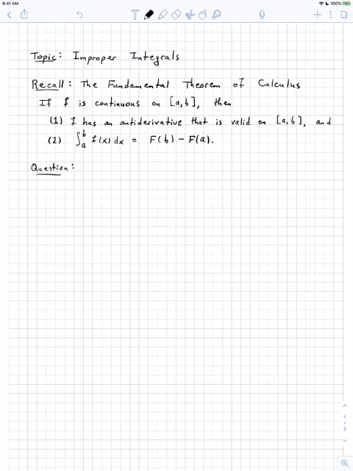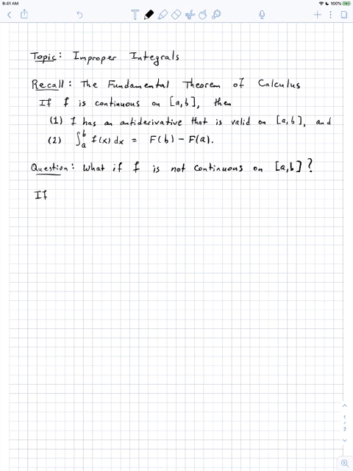And that natural question is, what if f is not continuous on this interval? What if there's a point of discontinuity? Well, the answer depends on what type of discontinuity you have.